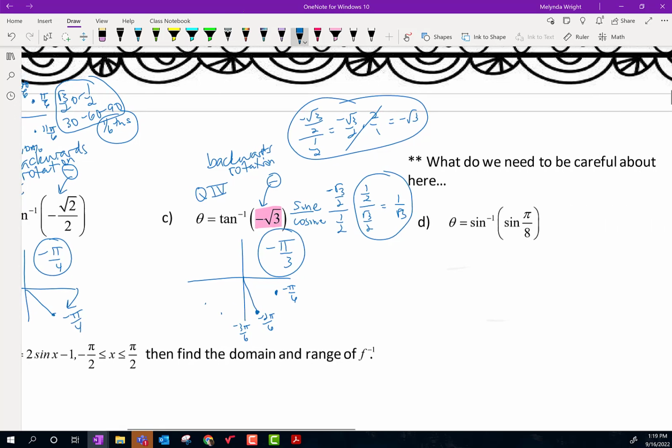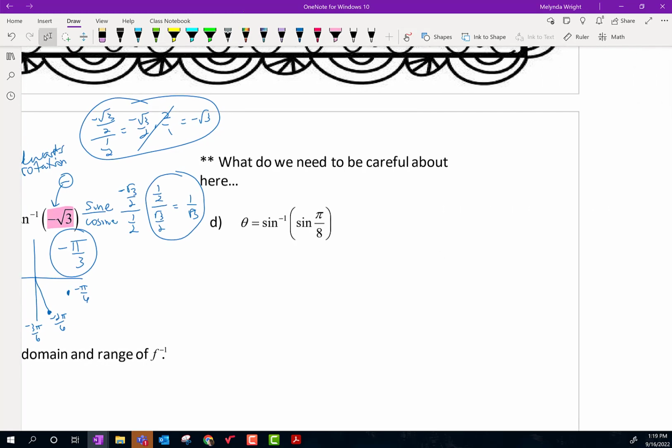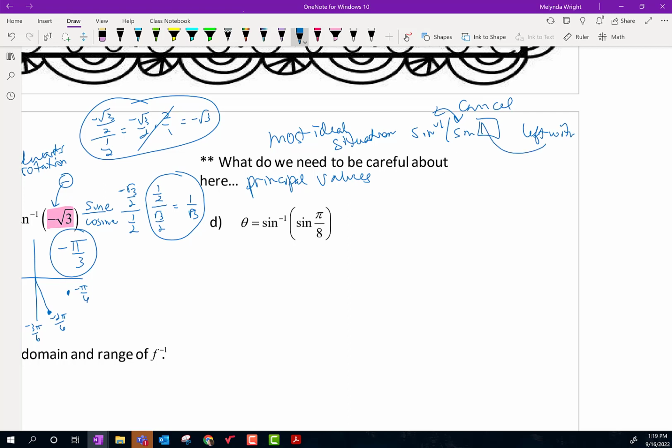Okay, so let's move this way. These are a little weird. First of all, in the most ideal situations, arcsine of sine just cancels out and you're left with the angle measure. That is the most ideal situation. What we need to be careful about here is principal values. In our ideal situation, the sine inverse and sine cancel, and you're left with what's in the box. So I'm going to show you one where the ideal situation works out, and another one where it does not work out.